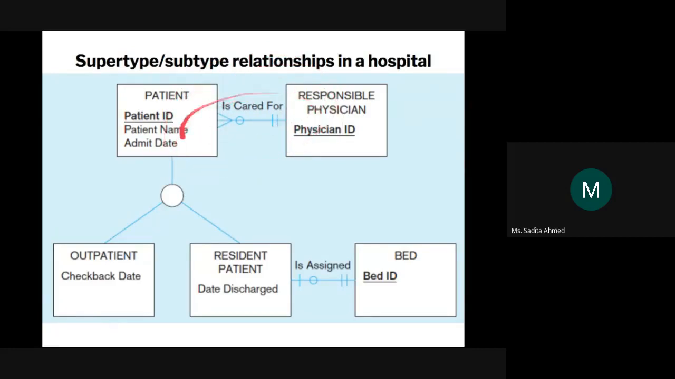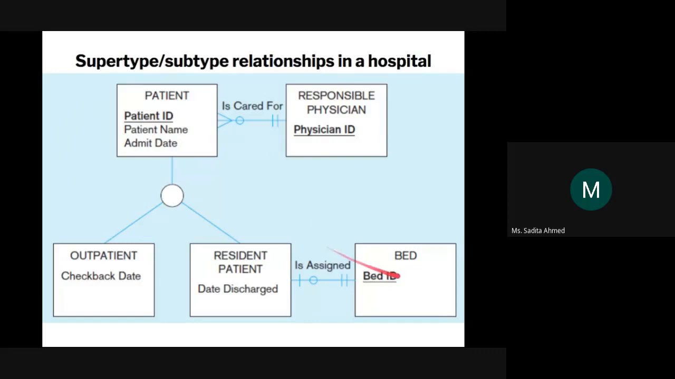Mandatory one to optional many relationship. Regardless of that, that is not our main focus here. The main point is that all patient instances will have this relationship, will share this relationship with a physician. Every patient has a physician assigned. So that's why we will attach this relationship line with the supertype.